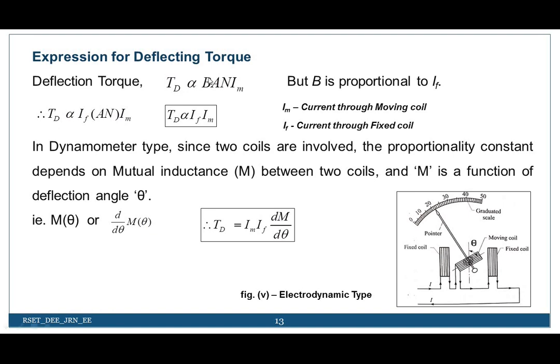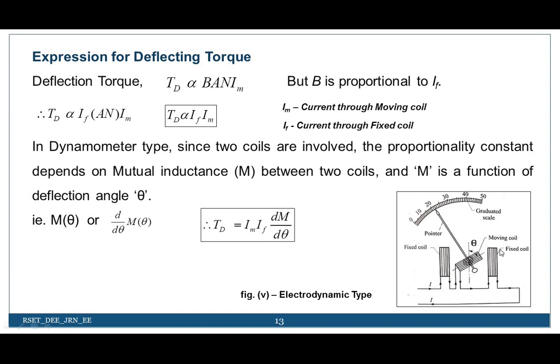So you can see over here M is a function of theta, or else I can write in differential format dM by d theta. Therefore, changing the proportionality sign and introducing this constant, TD is equal to IM IF dM by d theta. So you can see the arrangement. This is the deflection angle. You can see the graduated scale. You will find that it is non-linear. Two fixed coils, and the moving coil present between the fixed coils.